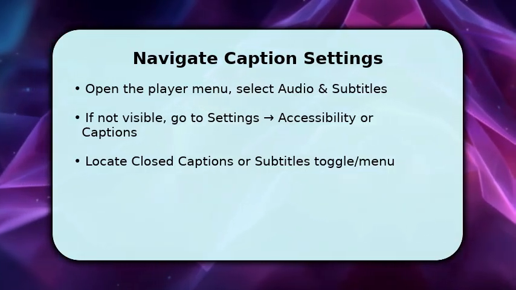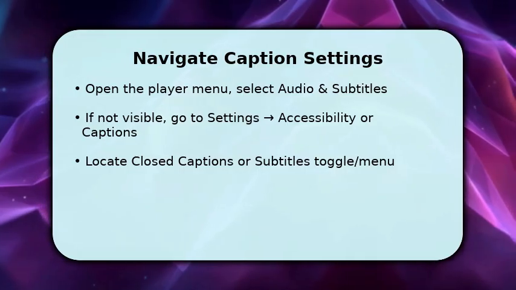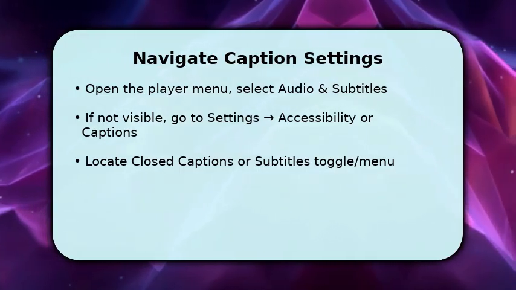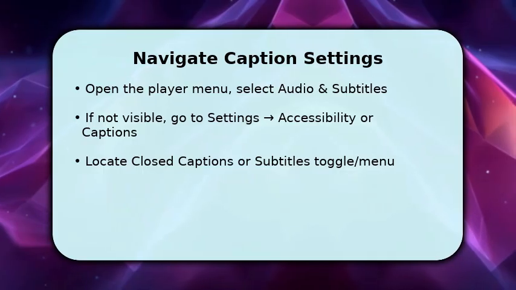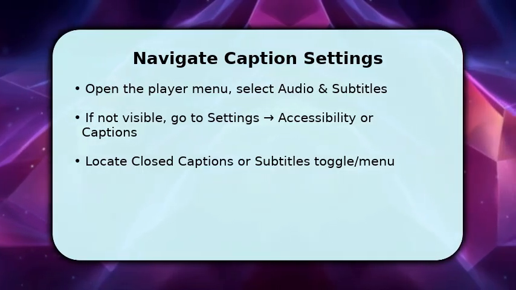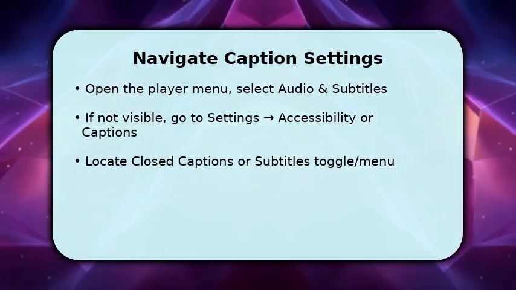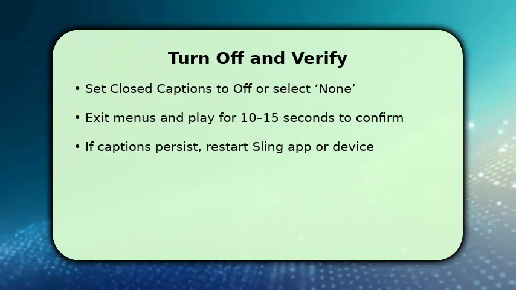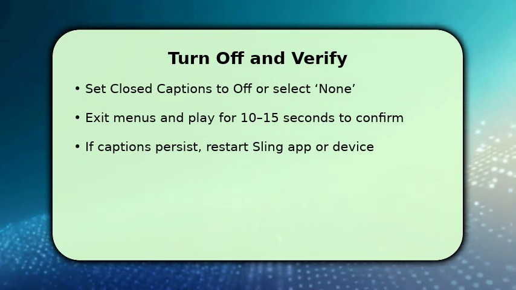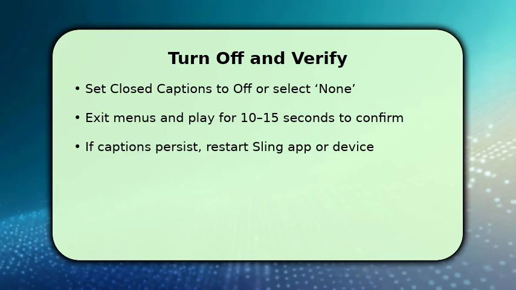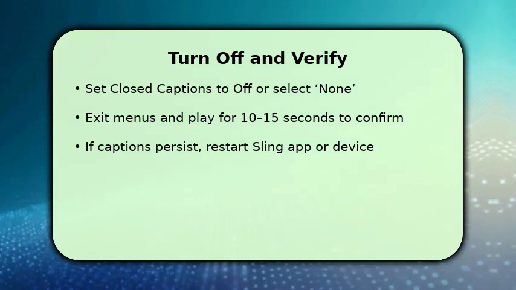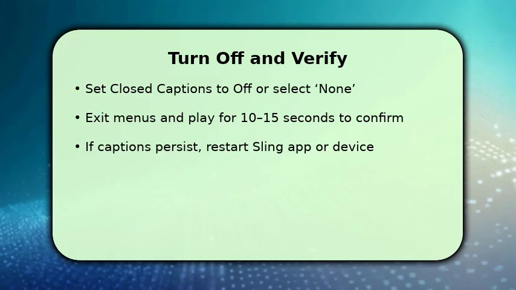Use the arrow keys to highlight closed captions or subtitles, then press OK to open the list. Doing this ensures you're changing the active caption track rather than a single one. Select off or none to disable captions, and then exit back to the stream. You'll know it worked when text no longer appears on the screen. Play for 10 to 15 seconds to confirm the change persists across episodes or channels.